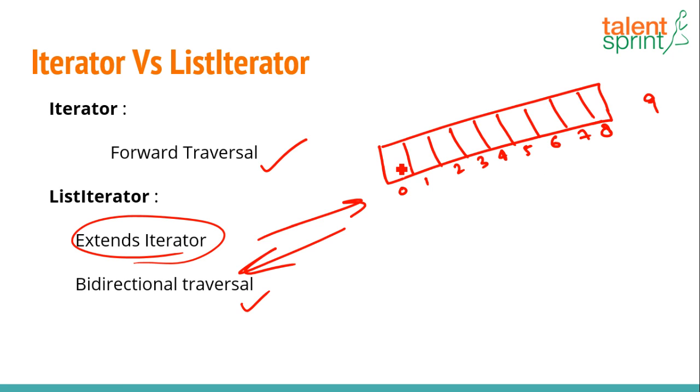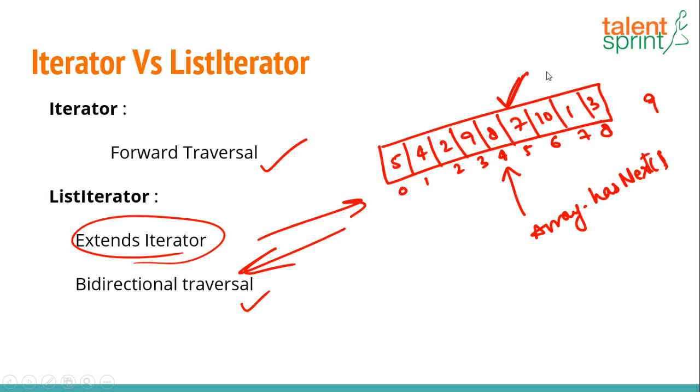Moving on back to HasNext. Let's say it has elements 5, 4, 2, 9, 8, 7, 10, 1, 3. If at any point of time you are iterating through the array and let's say your current state is you are pointing to index number 4 that has value 8. So at that point of time, if you check whether the array has next, this function will return true because the array has this next element which has value 7. I hope this is making some sense for you guys.